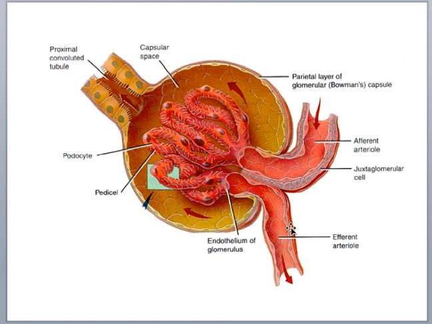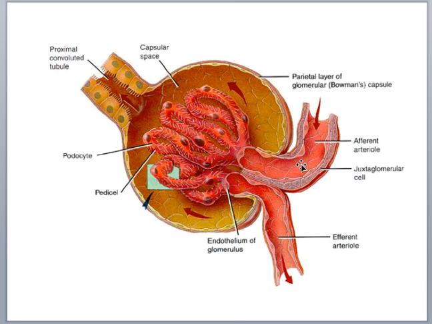Normally, when we talked about the systemic capillary beds, it was arteriole, capillary, venule. Well, the fact that we have an arteriole coming in and an arteriole leaving a capillary bed helps maintain a relatively high pressure within this capillary bed, because this is where filtration takes place, and that's the first step in urine formation. And filtration requires a pressure gradient.